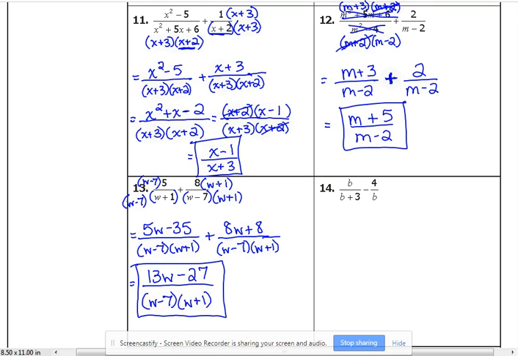Okay, it doesn't have to simplify every single time. Most of the time it does, but sometimes it doesn't. It doesn't have to.